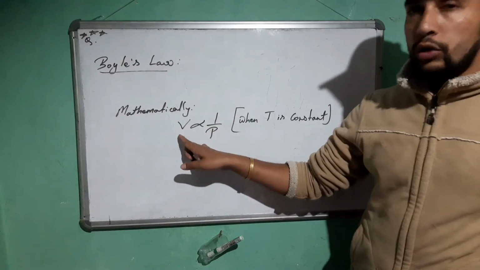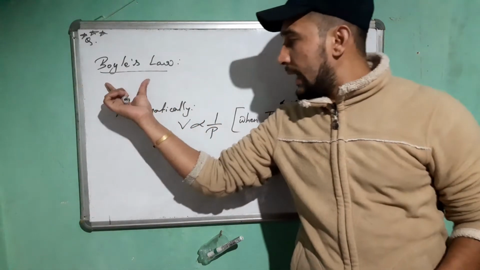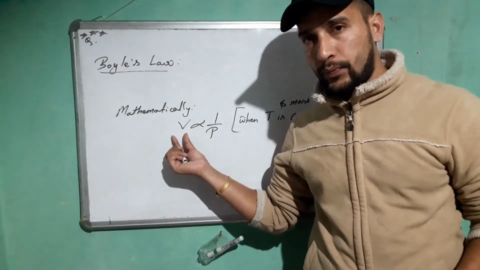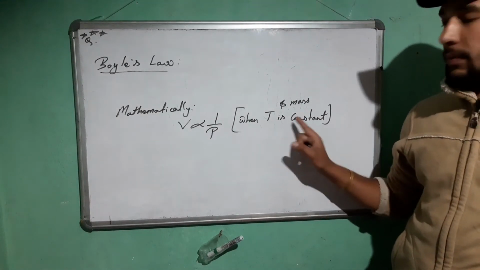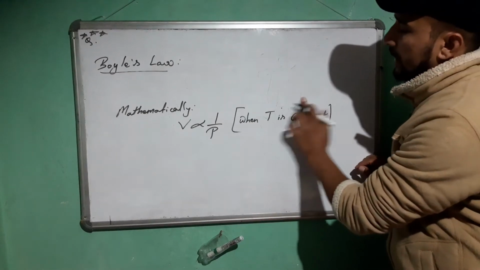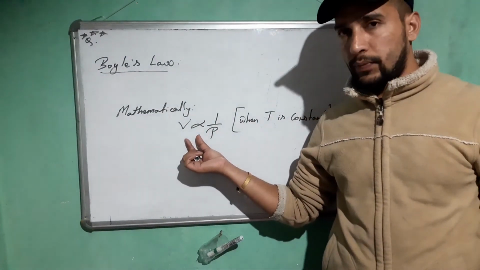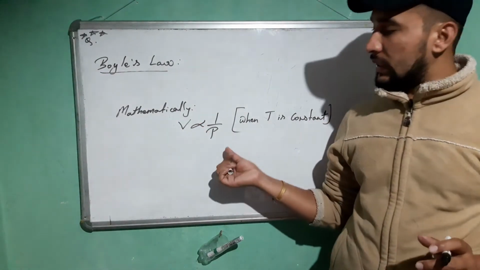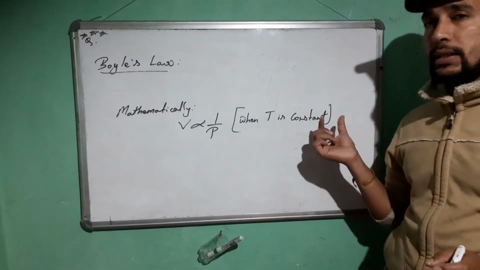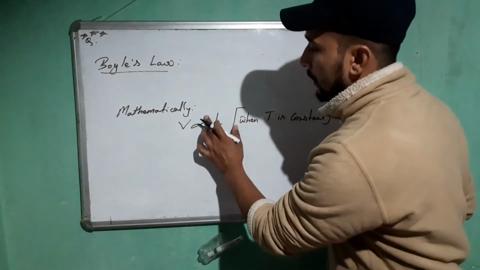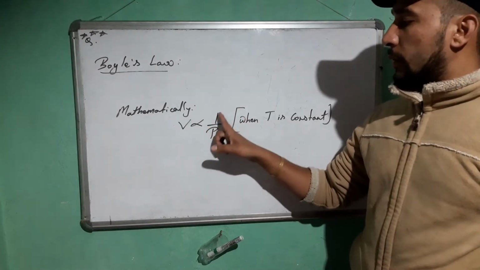Boyle's law states that the volume of a given mass of a gas is inversely proportional to its pressure, provided the temperature remains constant. Given mass means the mass is fixed. Mathematically, V is proportional to 1 by P. This symbol is the proportionality symbol. V is inversely proportional to P.